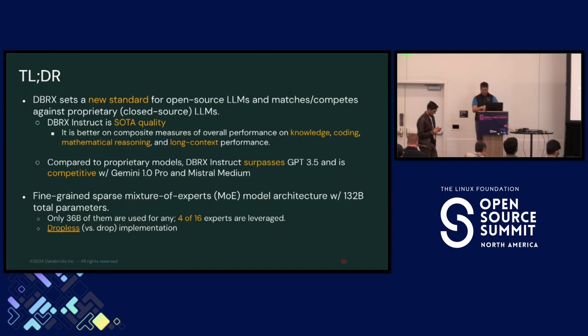So the TLDR from everything, as we wrap up for the last minute or so: DBRX is a state-of-the-art, high-quality, open-source model. It sets a leading standard. I want to change that from new standard to leading standard now, because with Llama 3 and Mixtral coming out, we can no longer claim to be the king of the mountain. Compared to proprietary models, DBRX Instruct surpasses GPT 3.5 and is competitive with Gemini 1.0 Pro and Mixtral Medium. The fine-grained, sparse MoE architecture has 132 billion total parameters, and I think we've probably hammered those numbers over and over again. Only 36 billion of them are used, and 4 out of 16 experts are leveraged when we do such a thing.